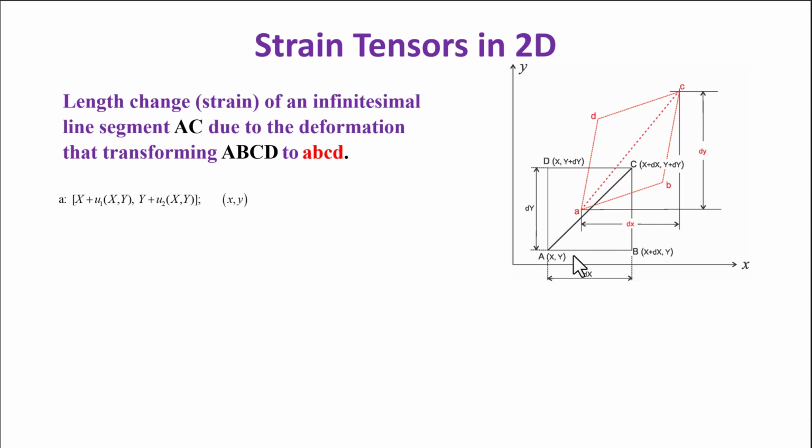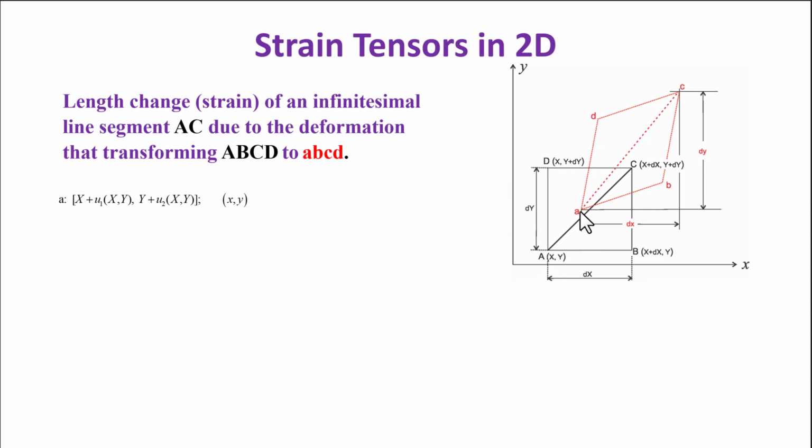We can write down their coordinates for A and C. Again, we use capital letters for the coordinates in the reference. So the coordinate of point A is capital X, capital Y. B is capital X plus dX, capital Y. So Y is the same, X is increased by a small amount, and so on for C and D.